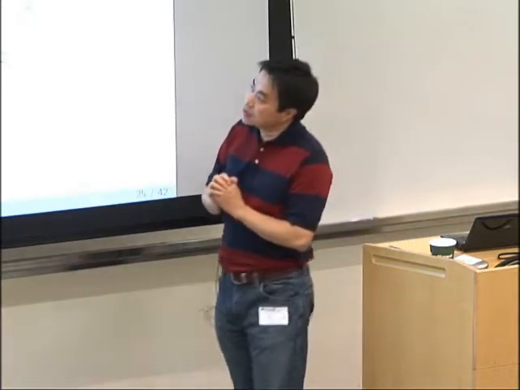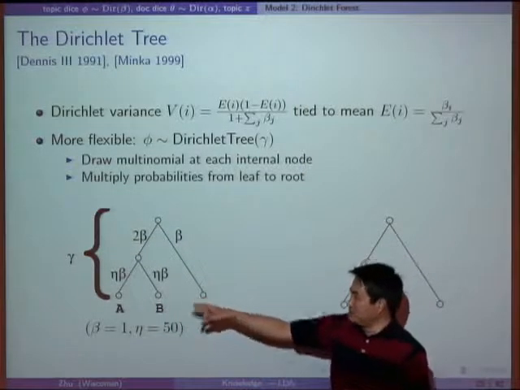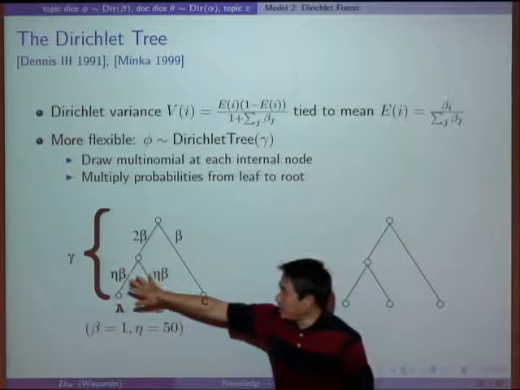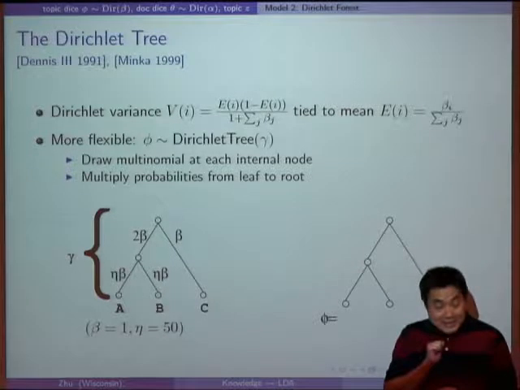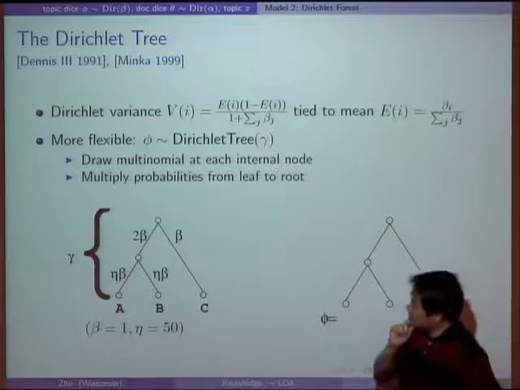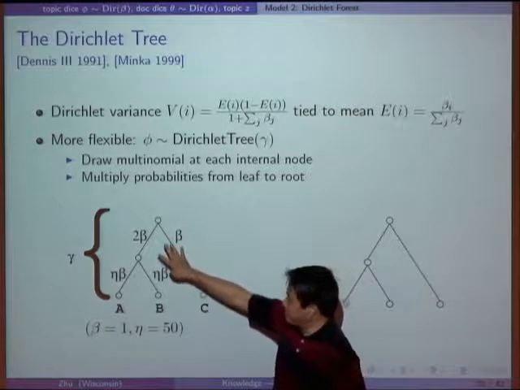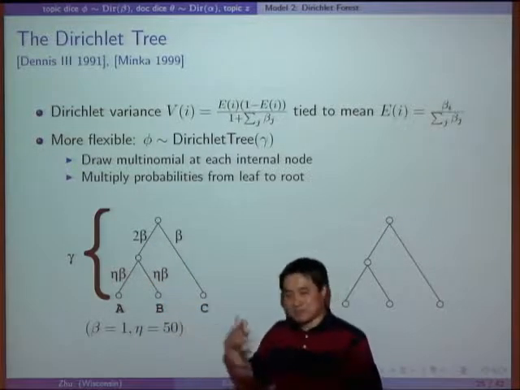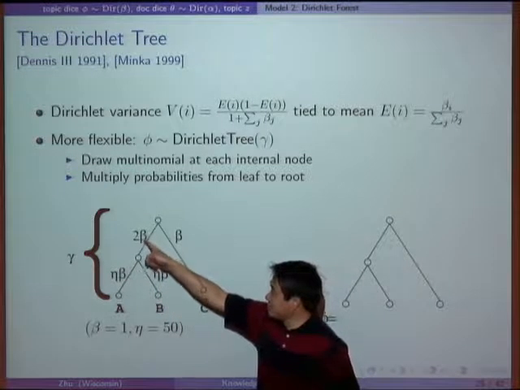In the Dirichlet tree distribution, you have your vocabulary here, but you put a tree on top of it. It's a tree where you have positive edge weights. And the way it works is the following. The weights can be arbitrary, but in this example, I made them special. So you have eta. Whenever you see eta, that's a big number, so 50. So you have 50 here. And then this one is 2, that one is 1.